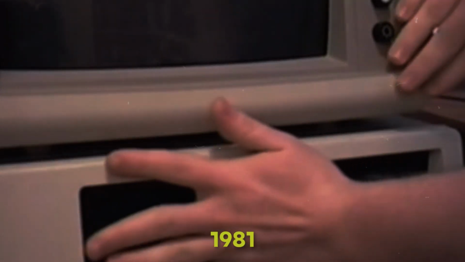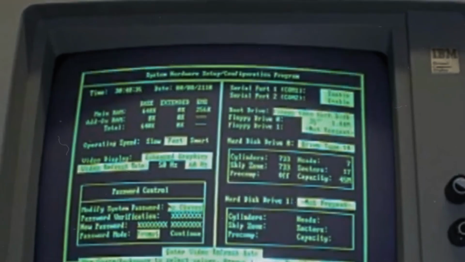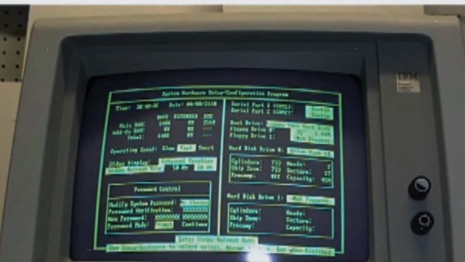In 1981, IBM introduced the 5150, a computer that many credit with kickstarting the personal computing era. In fact, it was referred to by most people simply as the IBM PC. It was really the first personal computer available to mass consumers. Its modular design and open architecture made it a hit among businesses.